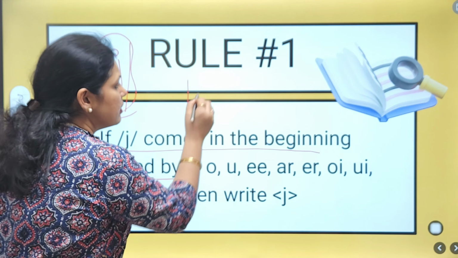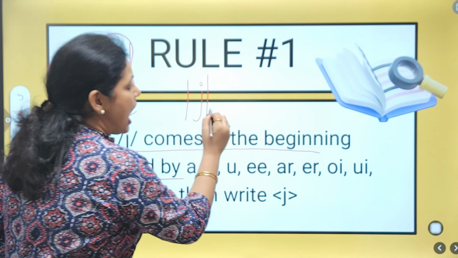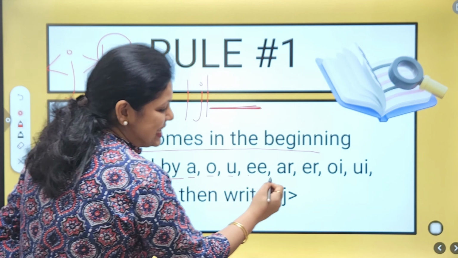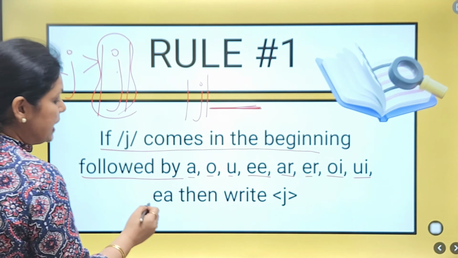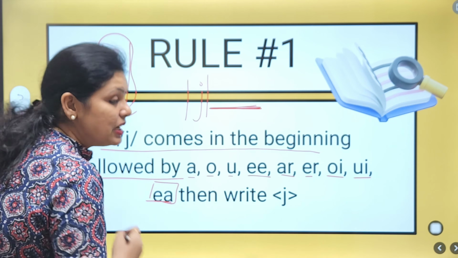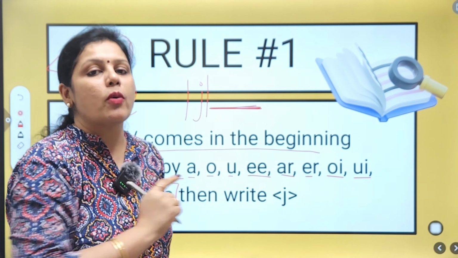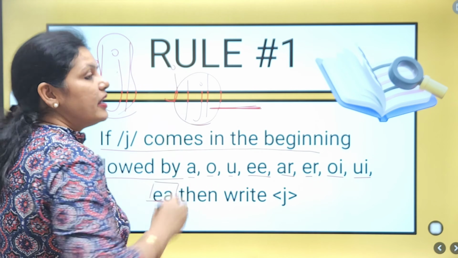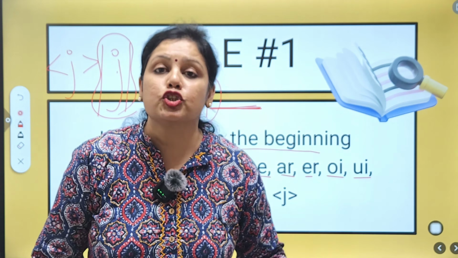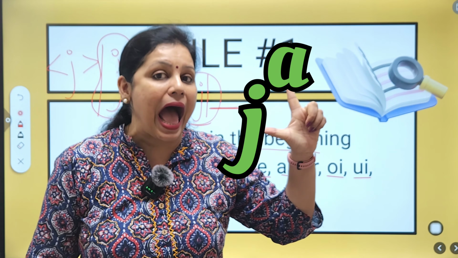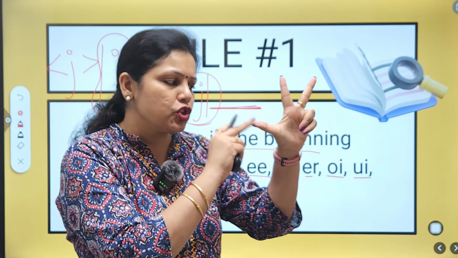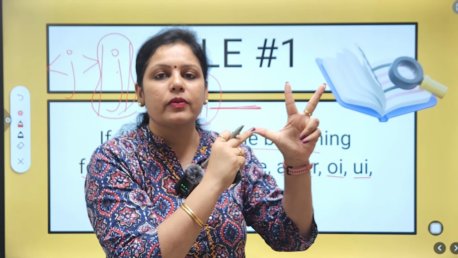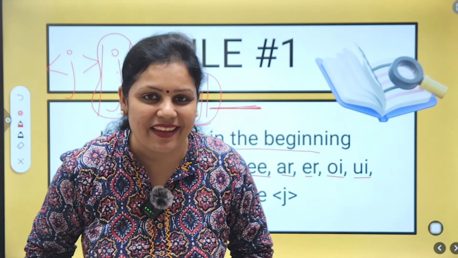Now whenever you hear the /j/ sound, and after the /j/ sound, if a, o, u, e, r, o, u, e comes, now ea is a vowel team. So if any of these combinations comes, then always you will write j here. If you are hearing the /j/ sound like jam, j-a-m, so what are you hearing? J-a-m. Since here we have a, that is why what we will write here is the letter j.